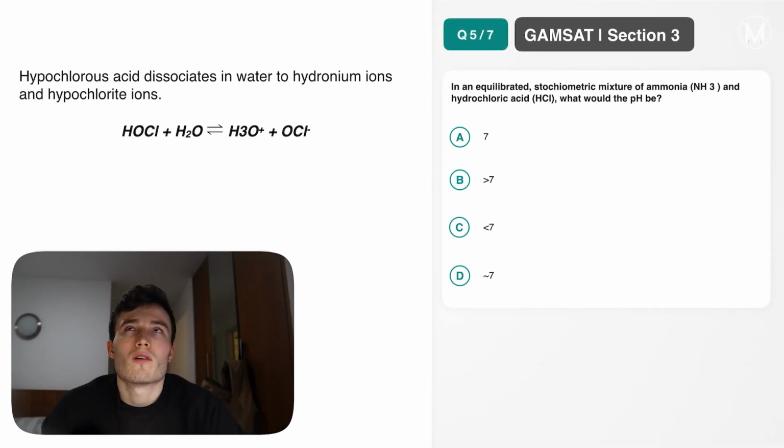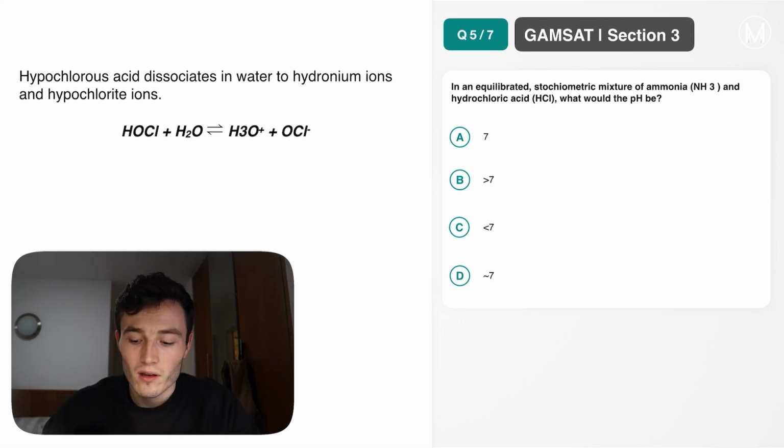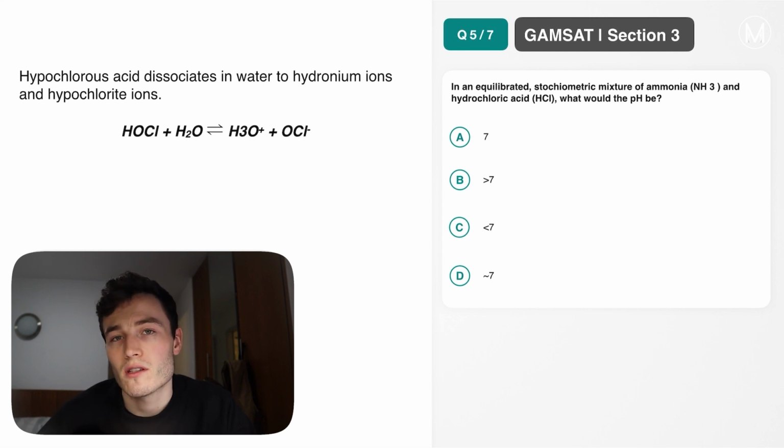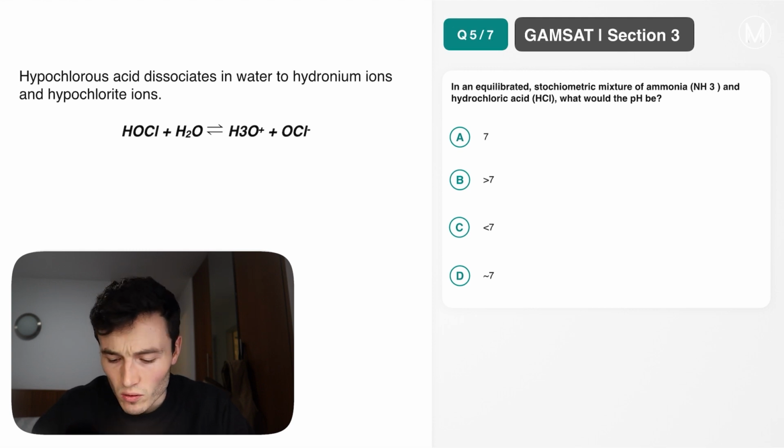So if you haven't come across acids and bases before, this is a bit of a tricky question, but I'm going to show you exactly what to do. So this is just testing you. It's not necessarily the exact type of question you might see in the GAMSAT, but it's good to maybe have an idea of what certain common acids and bases are, and their relative strength. So anyone that has seen HCl before knows that it is a strong acid, right? It's a strong proton donor. And ammonia is somewhat of a weak base.